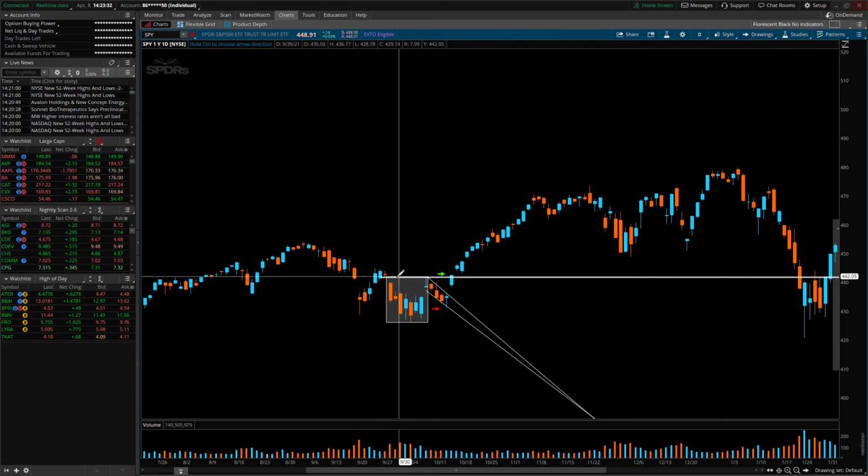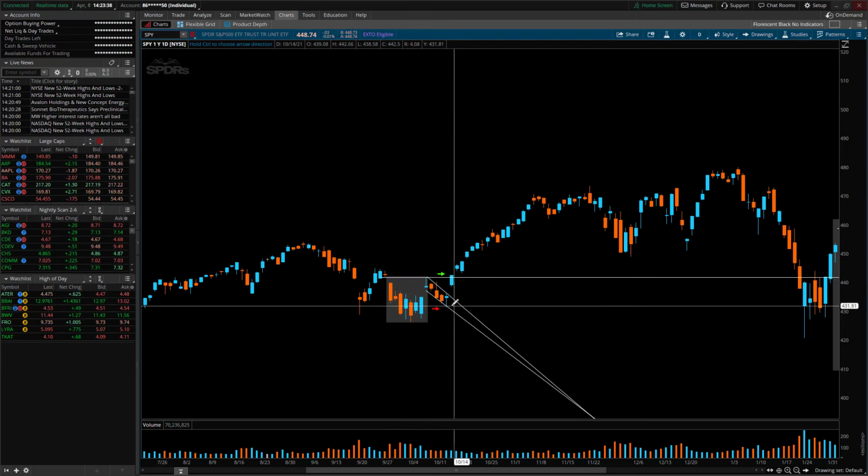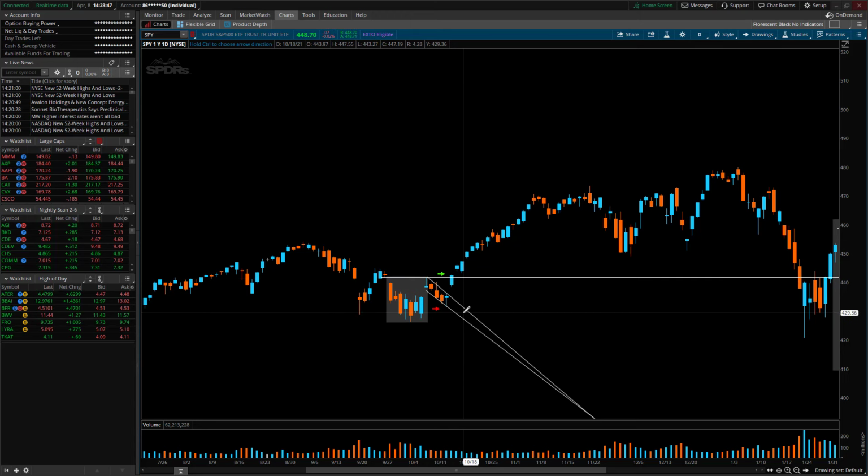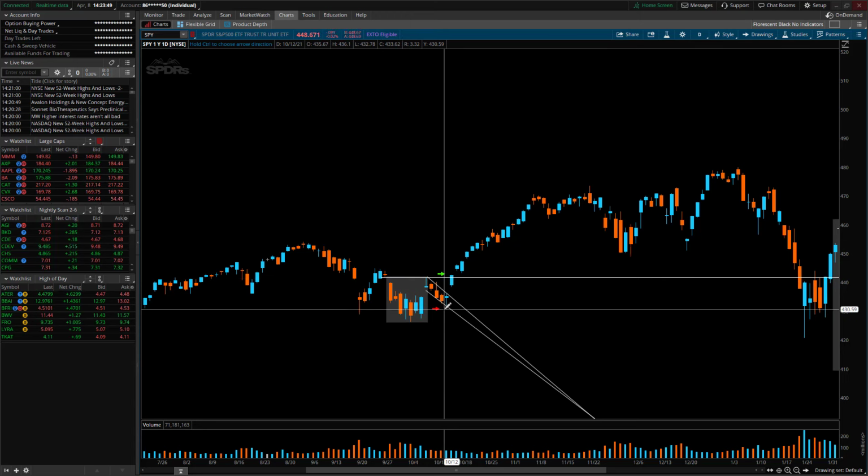So when price breaks the top of this cup pattern right here, you would go long, and then your stop loss would be this red arrow here, a close below the handle. So go long on the break of the top of the cup, candlestick close below it as your stop.